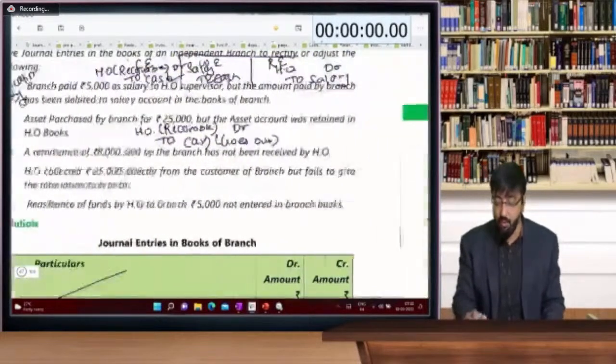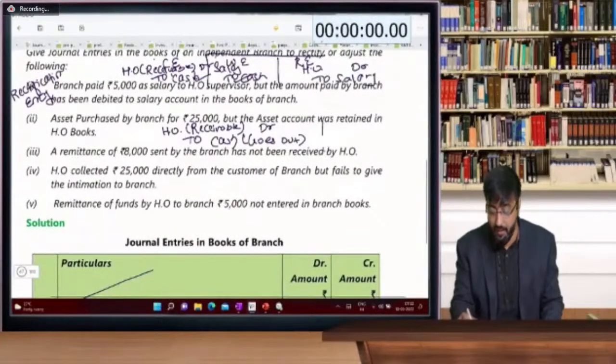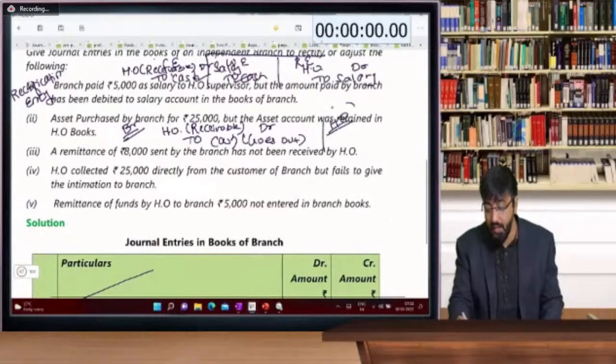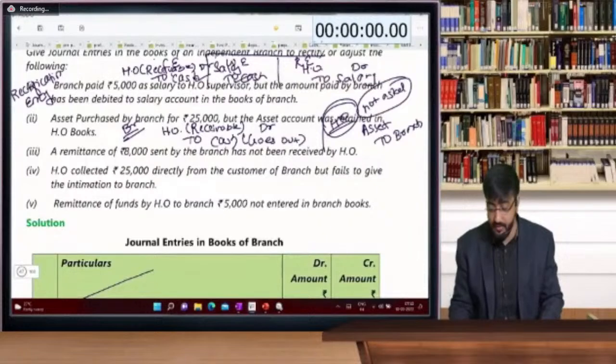The asset is not maintained by branch, but by HO. Suppose you want to write the entry in the books of HO. This is only for your conceptual clarity; it is not asked, but still I am answering it. HO will pass the entry asset account debit to branch account, because this amount is payable to branch. This is the entry by HO.